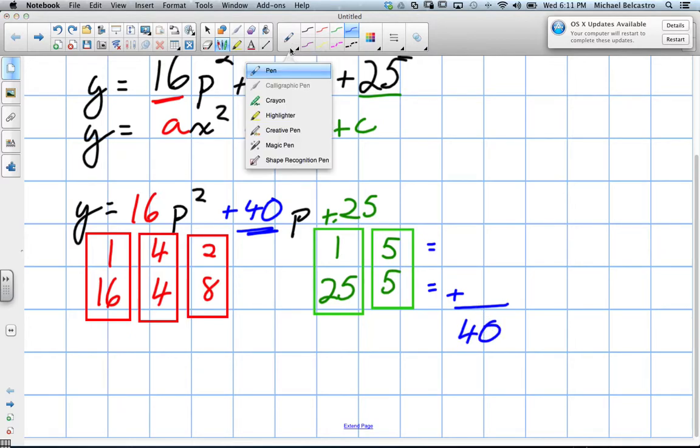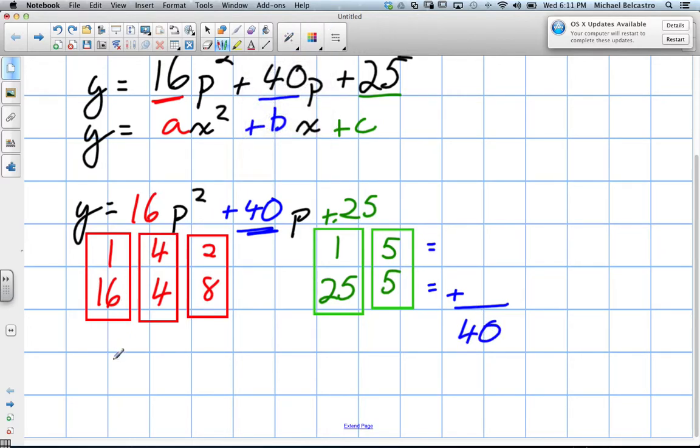So you might think, okay, what do I mean by that? What I mean is I'm going to take one column and try multiplying it by another column to see if I get two numbers that add to 40. Okay, and this is why I've set it up this way. So our first column we'll try 1 times 1 gives us 1.